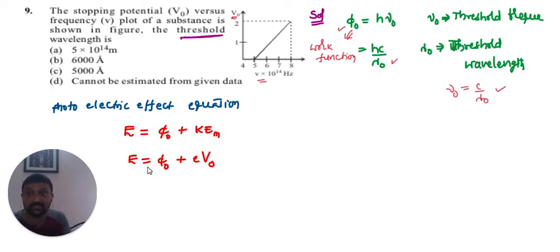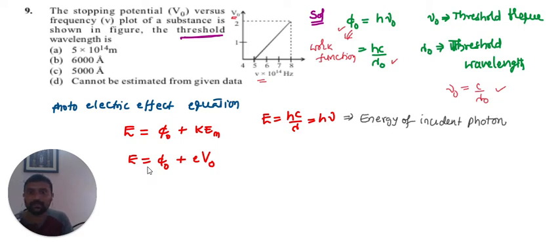Here E is the energy of the incident photon, that is hc by lambda, or otherwise h nu. This is the energy of the incident photon. Now KE max equals eV naught, the equivalent energy of KE max, and V naught is the stopping potential.